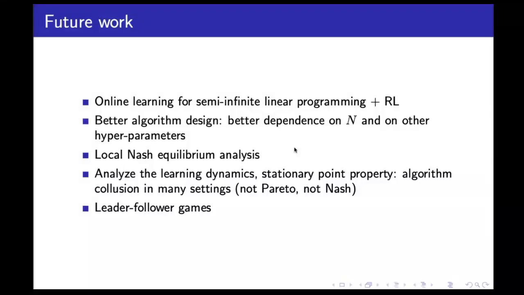Another possible direction is that in the real world, we notice that sometimes players get stuck somewhere between Pareto and Nash. So it's not purely competitive, and it's also not purely cooperative as in Pareto, but stuck somewhere in between. So probably we can use this alpha framework to study where the learning dynamics actually end up eventually. And also other types of games, like leader-follower games and others.